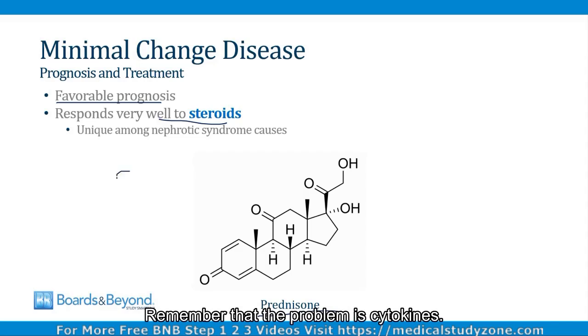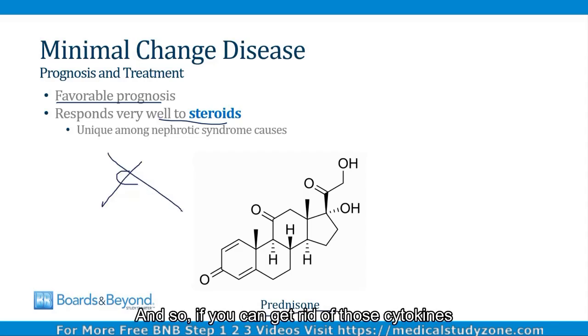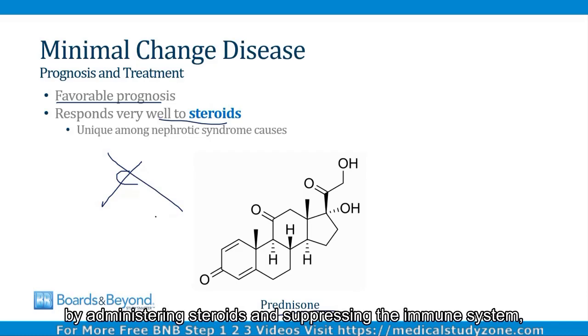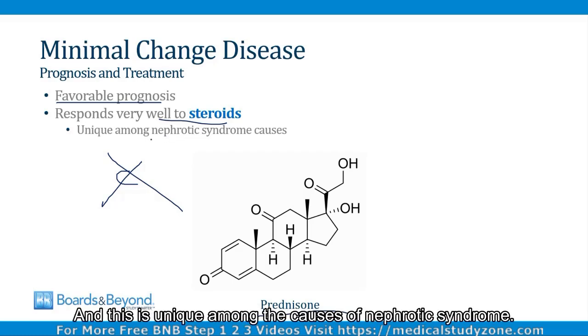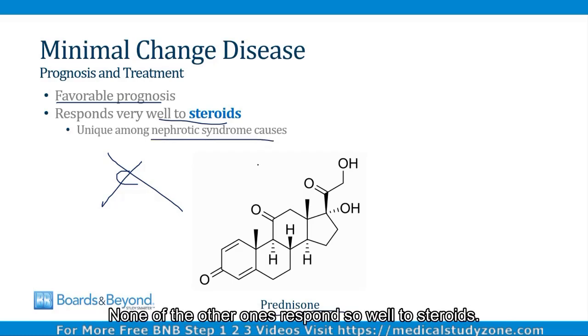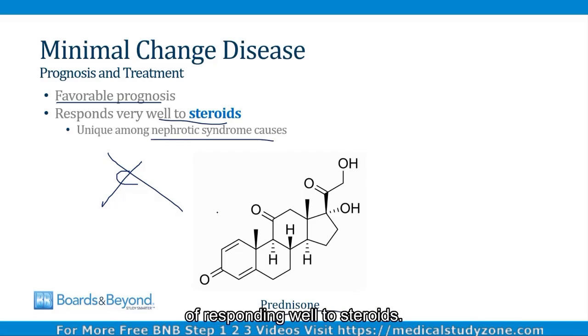Remember that the problem is cytokines, and so if you can get rid of those cytokines by administering steroids and suppressing the immune system, then the nephrotic syndrome will get better. And this is unique among the causes of nephrotic syndrome. None of the other ones respond so well to steroids. Minimal change disease is in a special category of responding well to steroids.